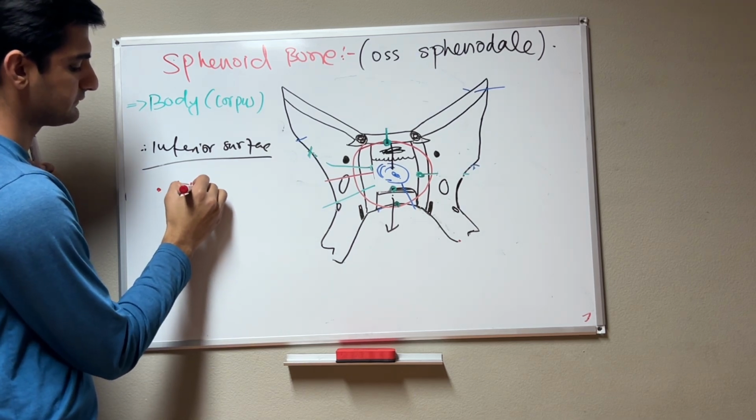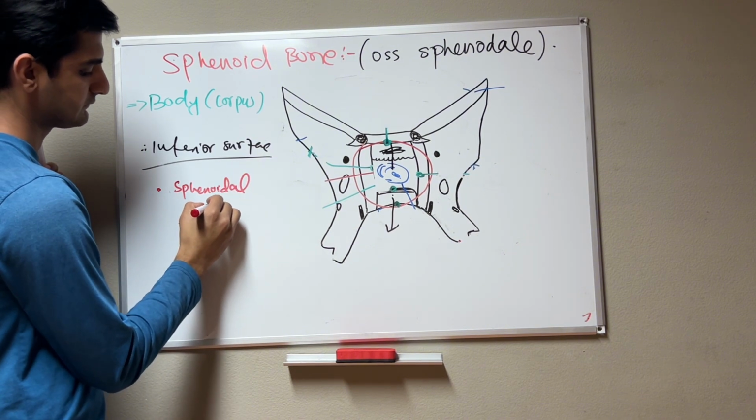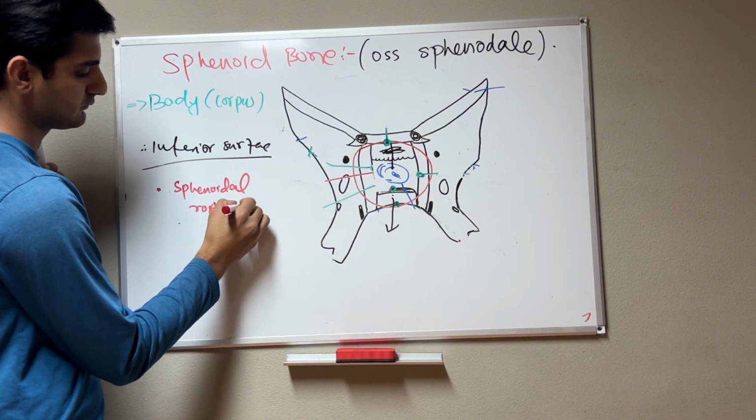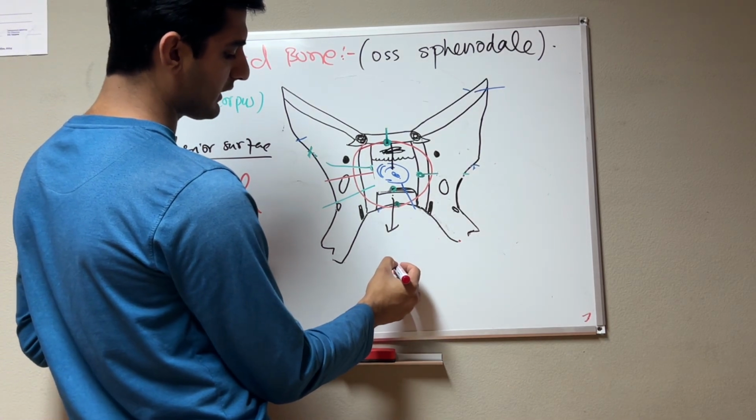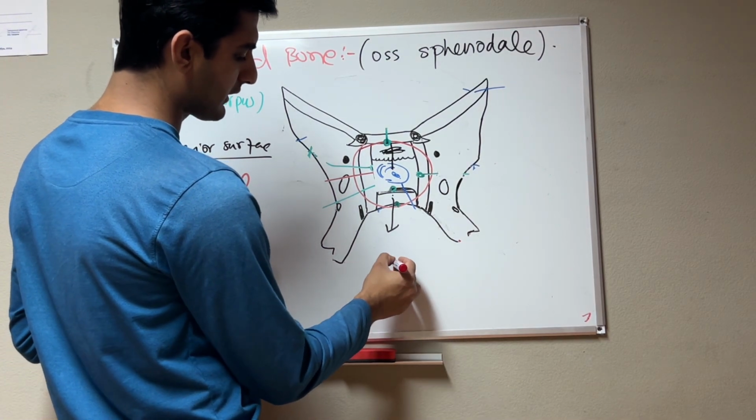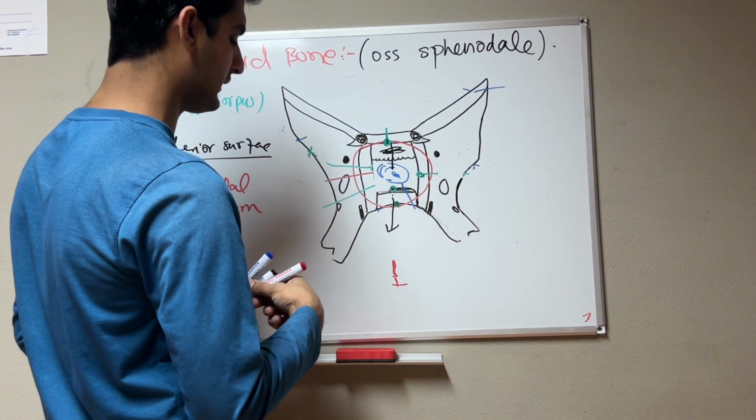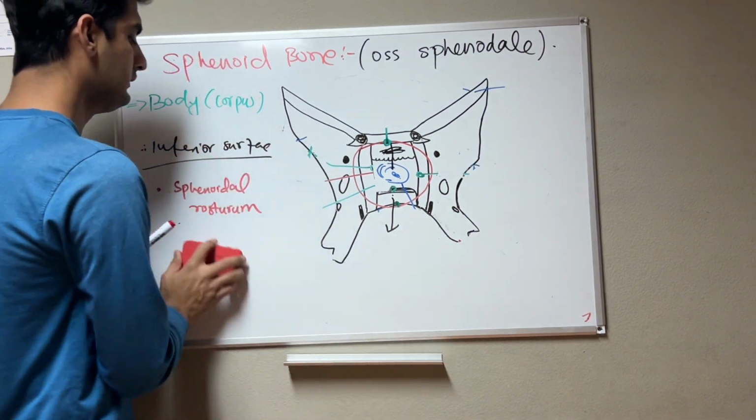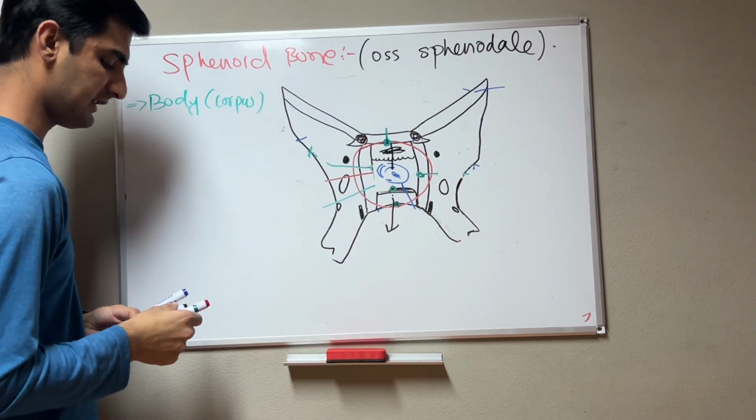Sphenoidal rostrum. Sphenoid rostrum, and where the vomer bone is connected with it. Okay, the inferior surface of the body of the sphenoid bone is very easy. There is only one formation in the inferior surface.